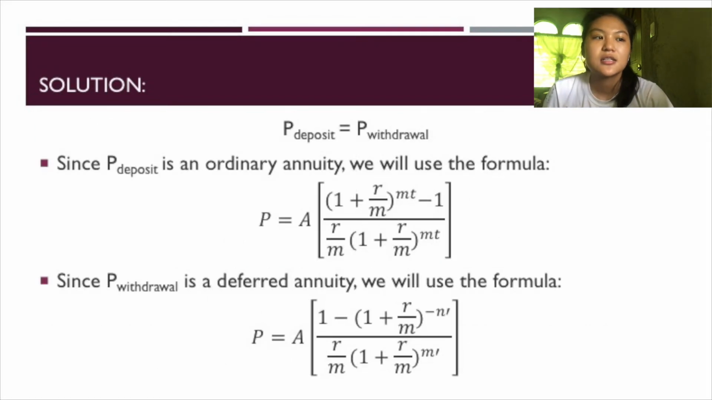or P deposit is equal to P withdrawal. Since P deposit is an ordinary annuity, we will use the formula P is equal to A times (1 plus R over M) to the power of M times T minus 1, over R over M times (1 plus R over M) to the power of M times T. And since P withdrawal is a deferred annuity, we will use the formula P is equal to A times 1 minus (1 plus R over M) to the power of negative N prime, over R over M times (1 plus R over M) to the power of M prime.